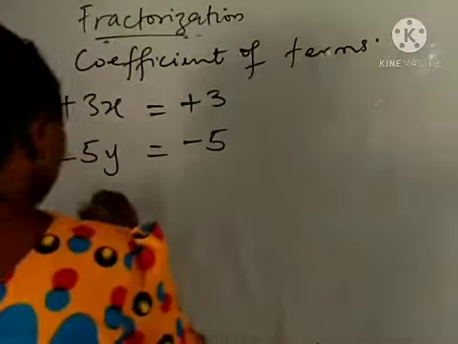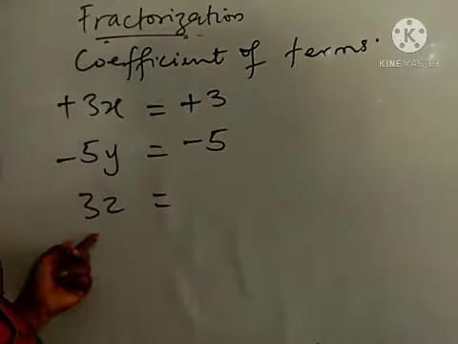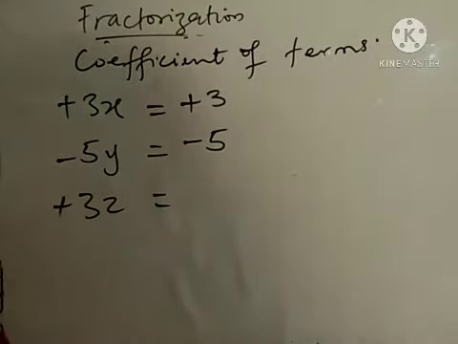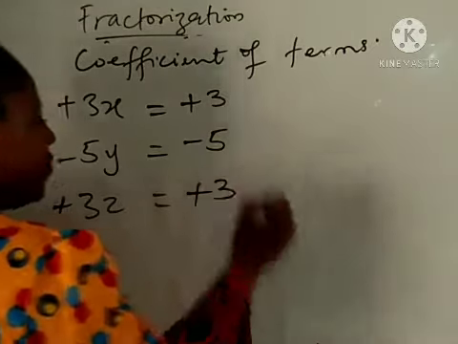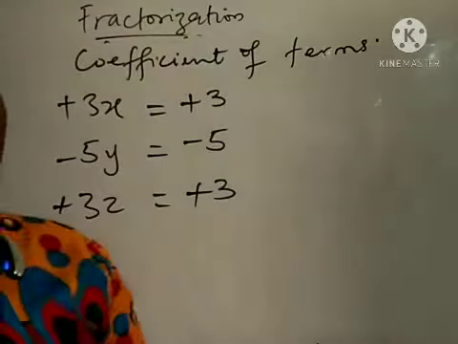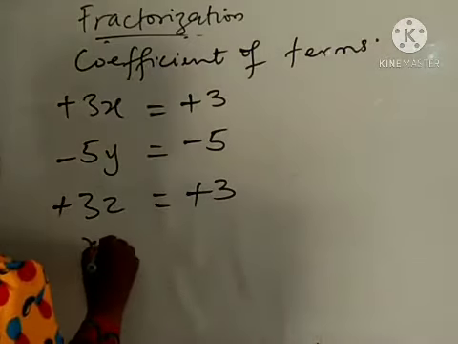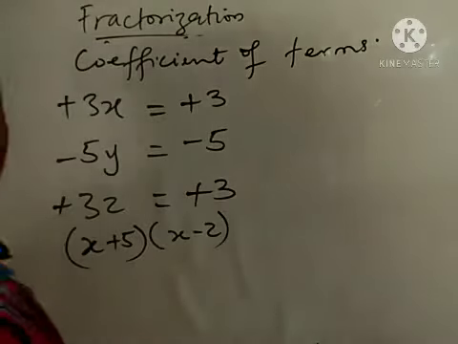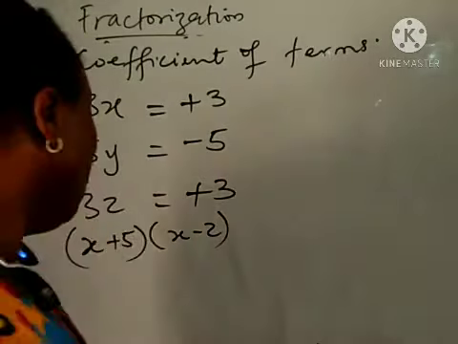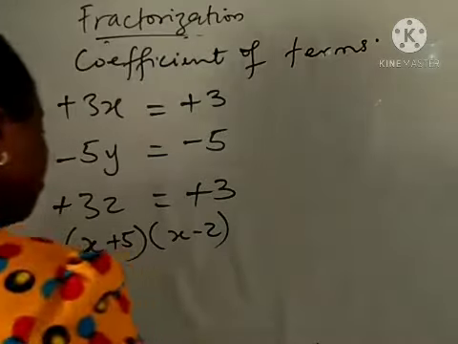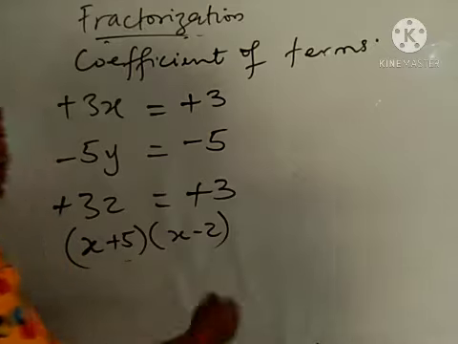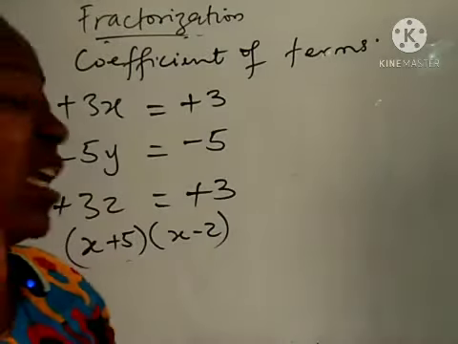There are times they might give you 3z and ask what's the coefficient of 3z. Invisible sign is plus. Fix your sign. So we now have the coefficient of z here is plus 3. And at times they might ask you to expand x plus 5, x minus 2, and look for the coefficient of x. So the first thing you have to do here is to first of all expand, get your final answer before you can now give the coefficient of x.